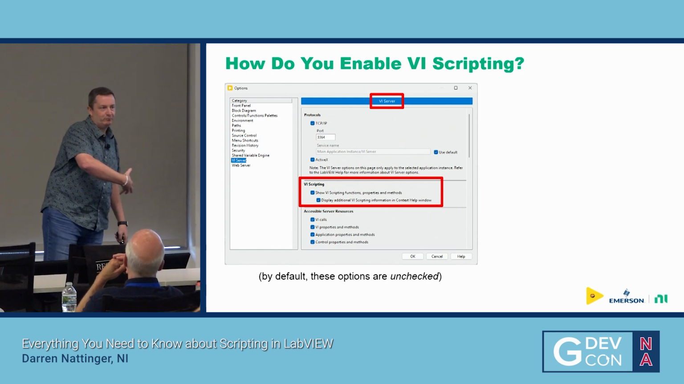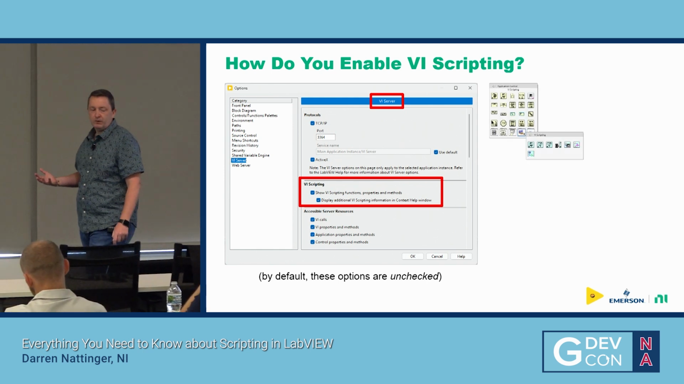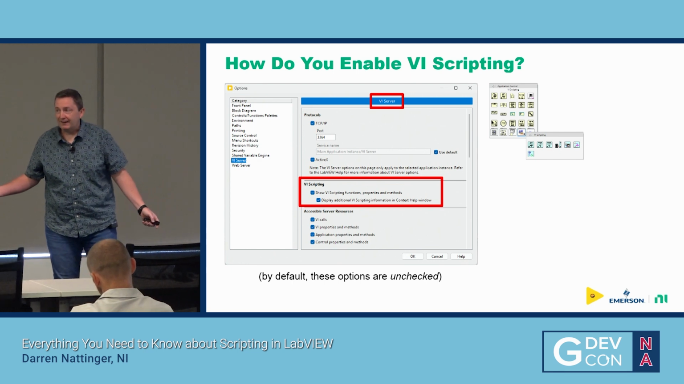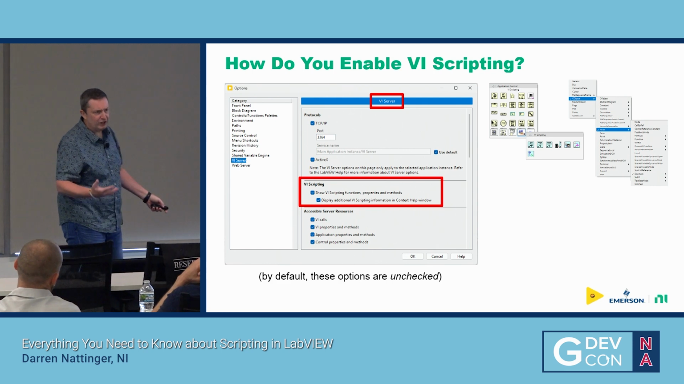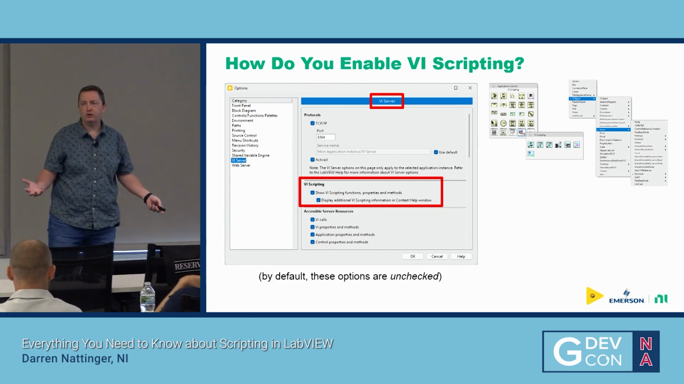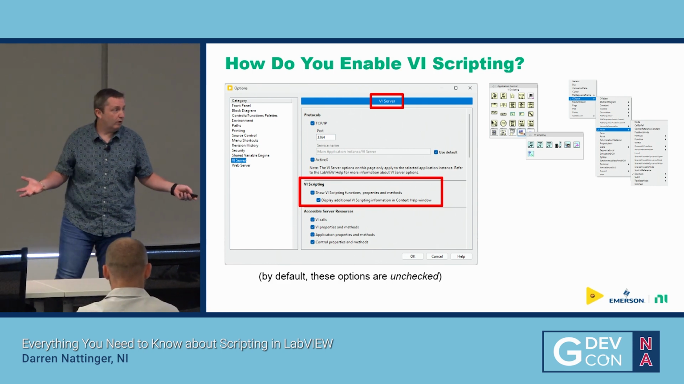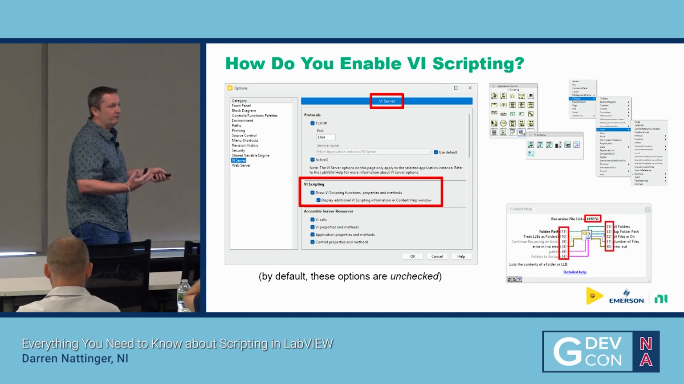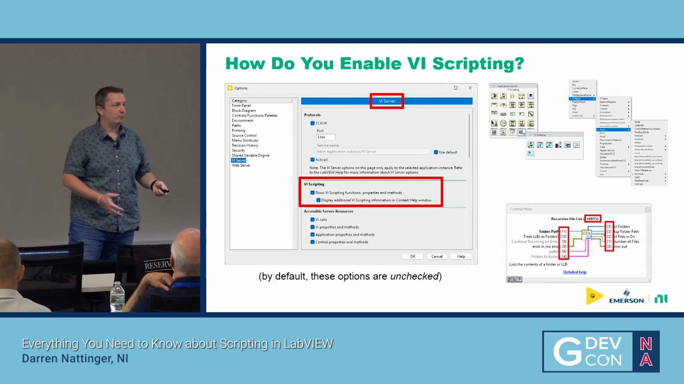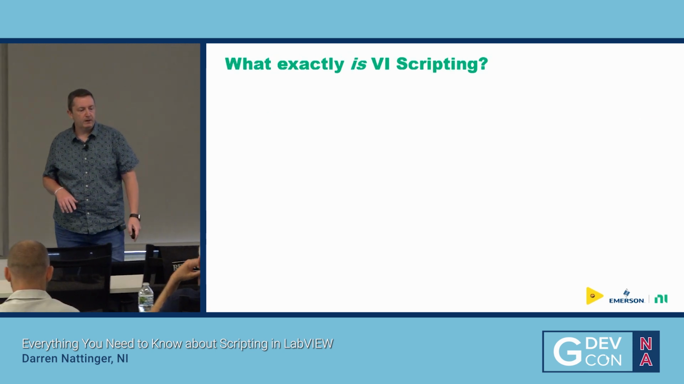When you go into tools options and you turn it on, like I show in the slide, you get several things. You get a palette. There's a VI scripting palette that gets added to LabVIEW. You get a whole lot of new classes in VI Server that don't show up when you don't have scripting turned on. And you get some useful information that shows up in various parts of the editor, like the context help window. I'm going to talk about that stuff later.